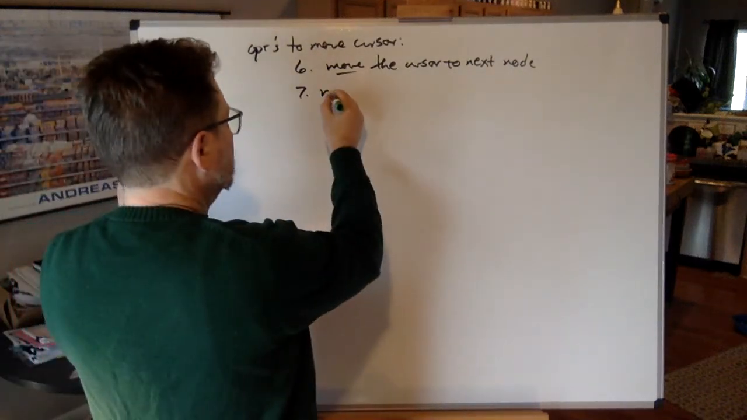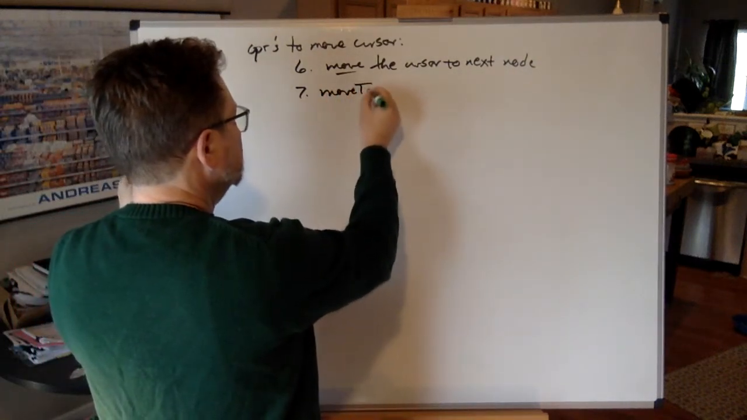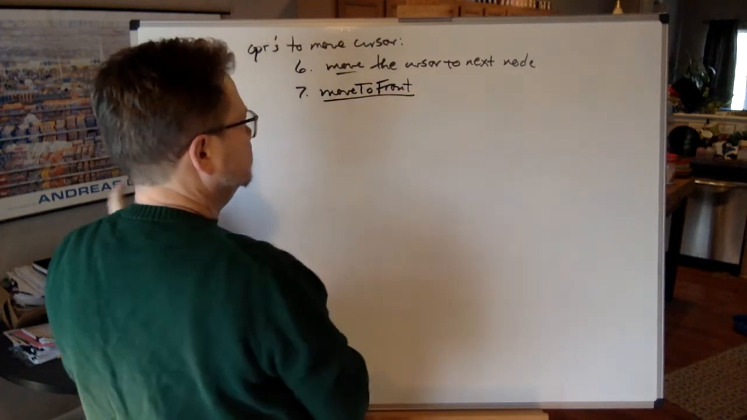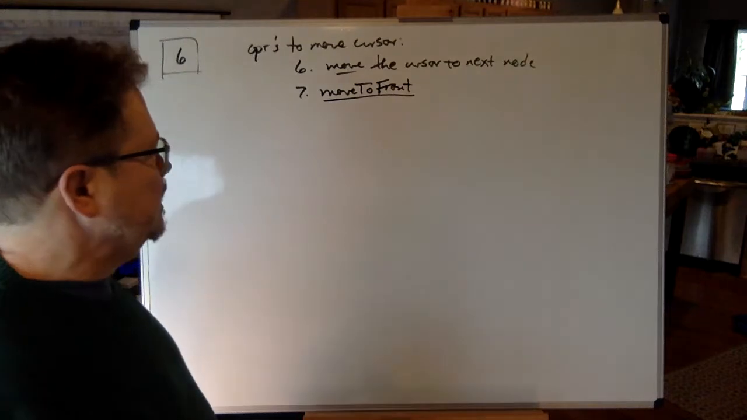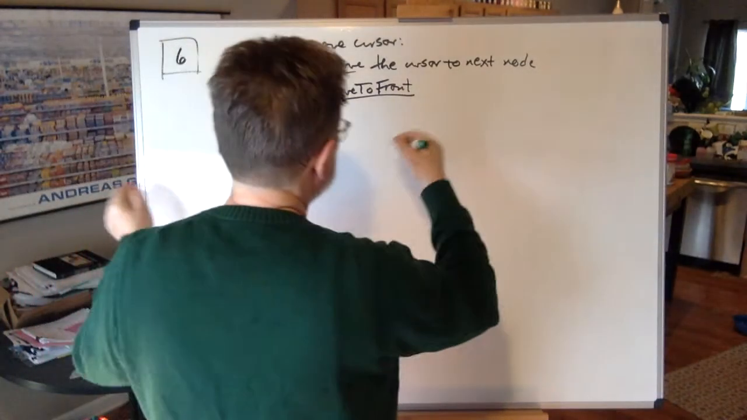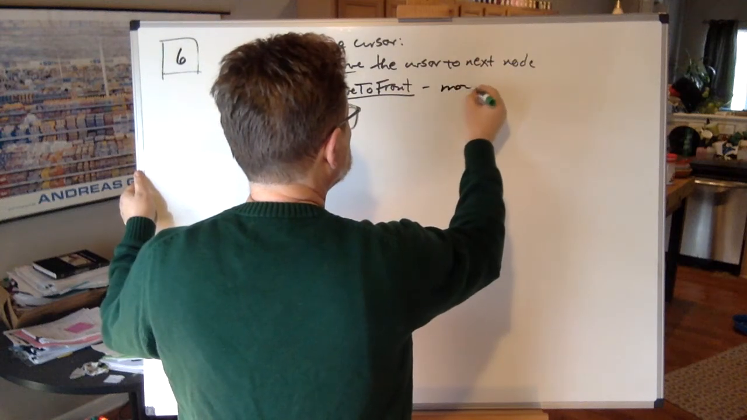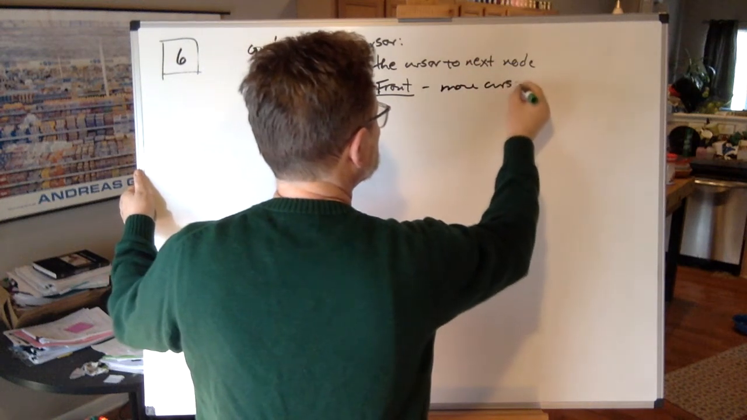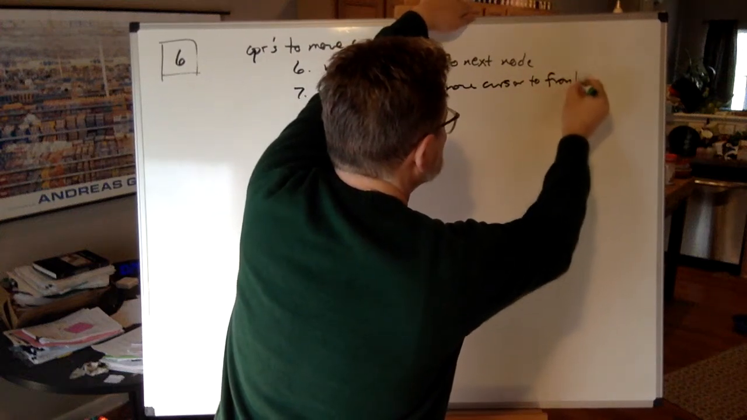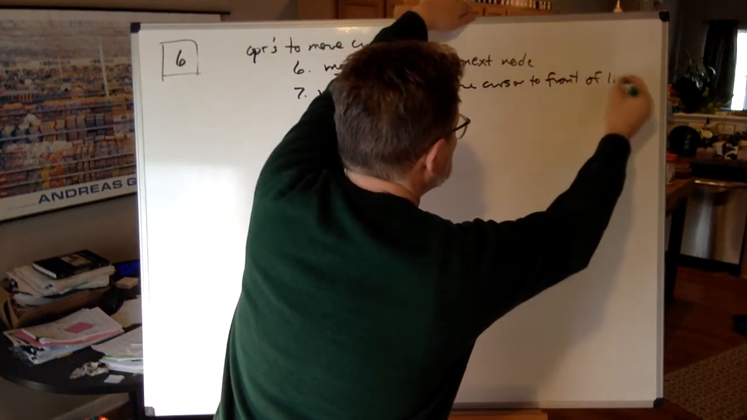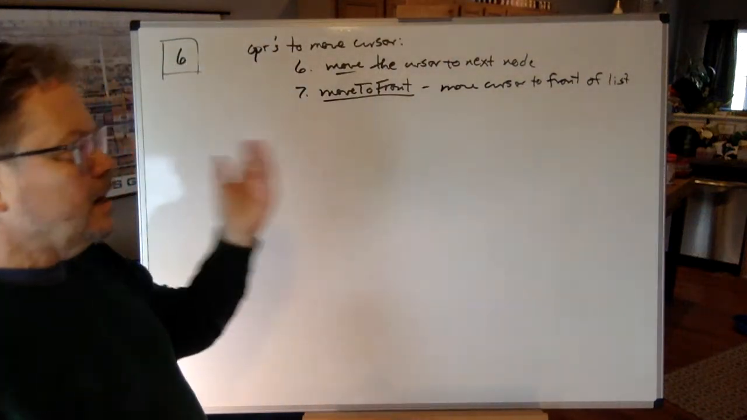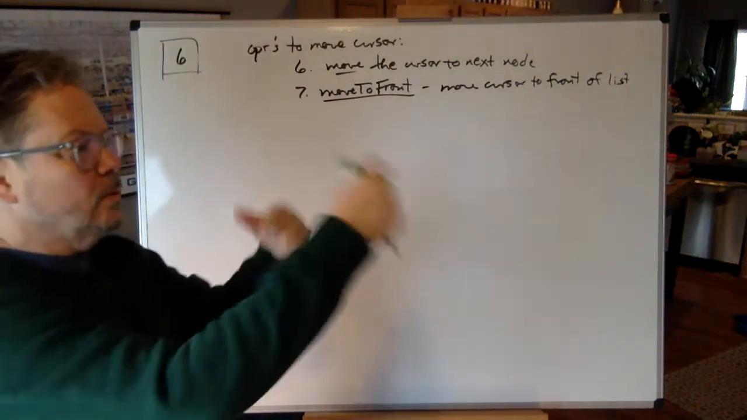So we're going to probably want a move to front, camel case. And I don't even have to describe that. Isn't that self-explanatory? We move the cursor to the front of the list. Oh, okay, I'll put it up here. Move cursor to front of the list. Now we can come back to the beginning and go through all the way through that again.